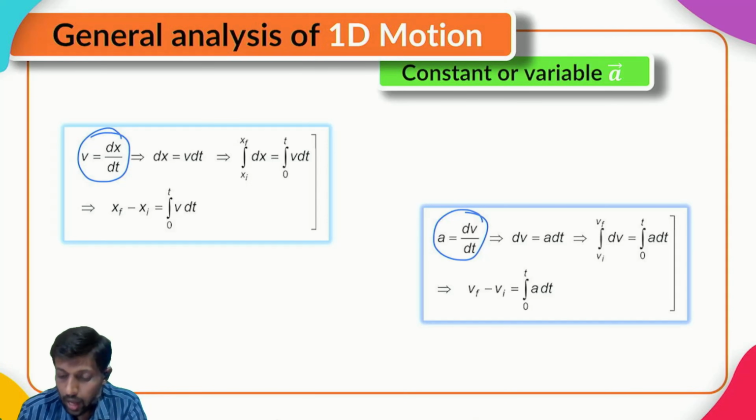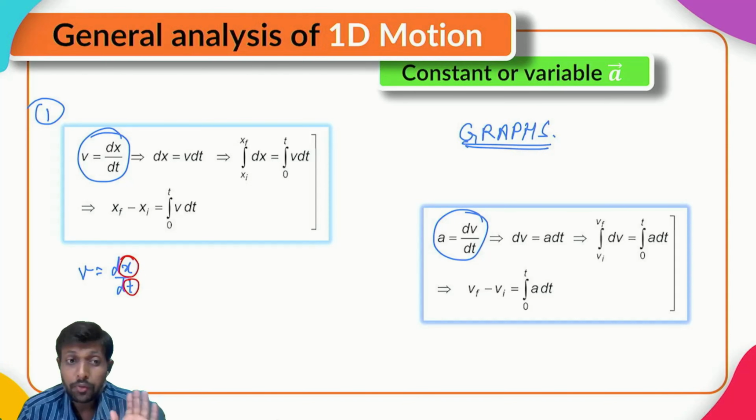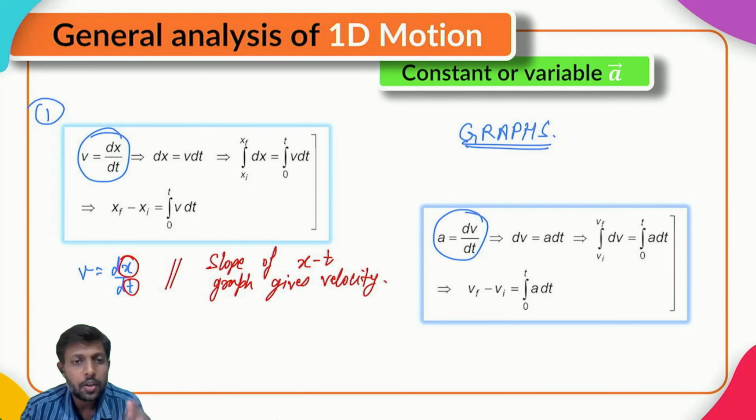And think about graphs. Let's look at the first one. v equals dx by dt. What does this tell us? It tells us that if you have the displacement versus time graph, you can get velocity from that graph. How? Slope of displacement time graph gives velocity. This is one very important result to remember.